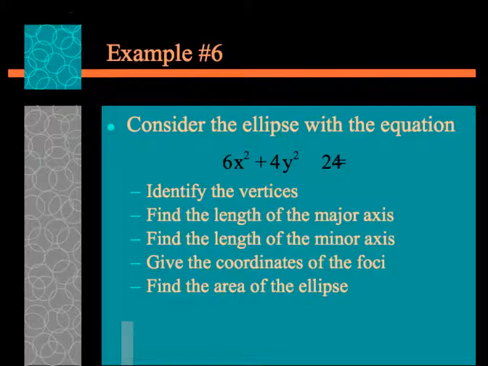Okay, here's example 6 that I believe I have in your notes, where we're asked to consider this equation of the ellipse: 6x squared plus 4y squared equals 24. Well, what you're going to notice in this case is that it doesn't equal 1 like they always do. Well, it's simple to get it equal to 1. All we need to do is divide everything by 24, and then it will be equal to 1.